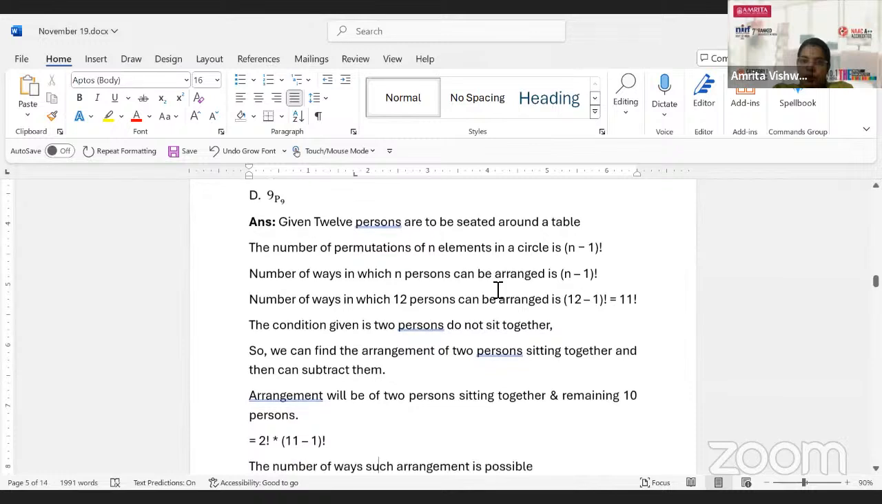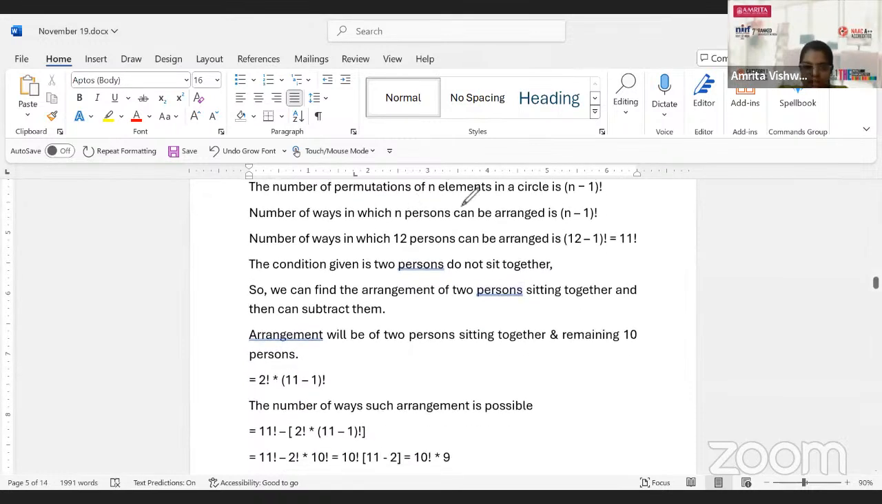So here, you have to study the very basic formula, which is: the number of permutations of n elements in a circle is (n minus 1) factorial. So here, the total number of persons is 12, and they can be arranged in 12 minus 1 factorial ways. That is the total we got as 11 factorial. Now, solving it by understanding the concept: there is a condition that 2 persons will not sit together. So if I take the 2 as 1, I can find the arrangements of these 2 persons sitting together and subtract it from the total.